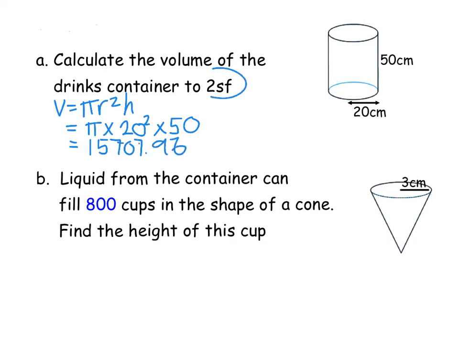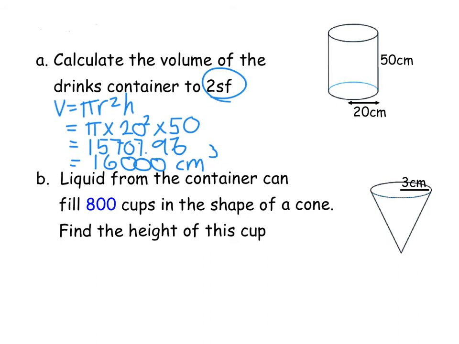That gives us this answer. Now the question says to 2 sig fig. So to 2 sig fig me, I'm keeping the 1 and the 5. The 7 makes that go up to 6. So that will become 16,000 centimetres cubed for the cylinder. Now part B then says that liquid's going to come from this container. It's going to fill 800 cups in the shape of a cone. Find the height of this cup.